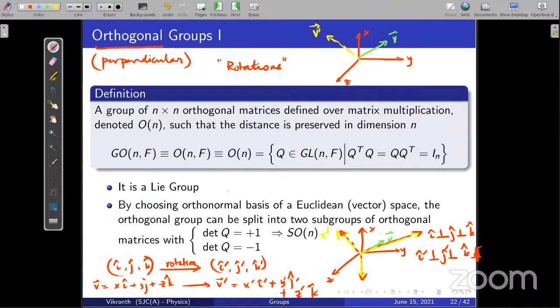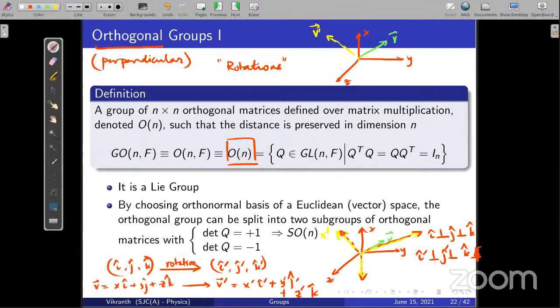The set of all matrices which do this kind of transformation, which rotate by preserving the 90-degree angle between all of the coordinate axes, are called the orthogonal matrices, or the rotation matrices. If you're familiar with the rotation matrices Rx, Ry, Rz, which are 3x3 matrices, it's the same. And the set of all of them, defined over matrix multiplication, is the group of orthogonal matrices, called the orthogonal group, O of n.